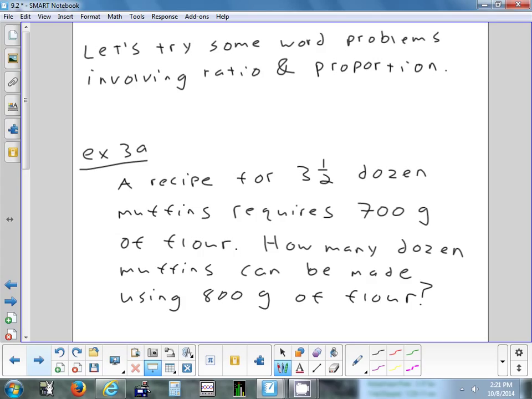It says a recipe for 3.5 dozen muffins requires 700 grams of flour. So if you want to make 3.5 dozen muffins, you need 700 grams of flour. A dozen is 12, right? How many dozen muffins can we make with 800 grams of flour?